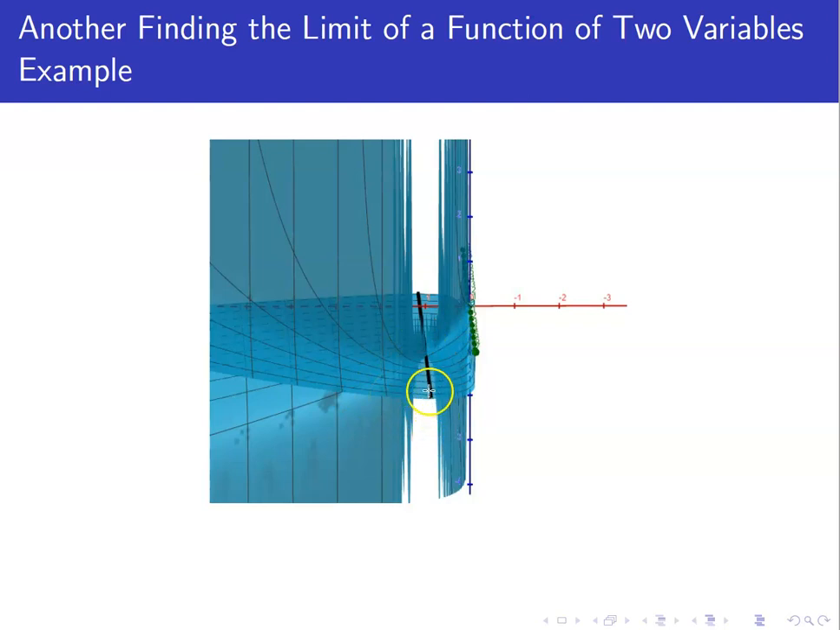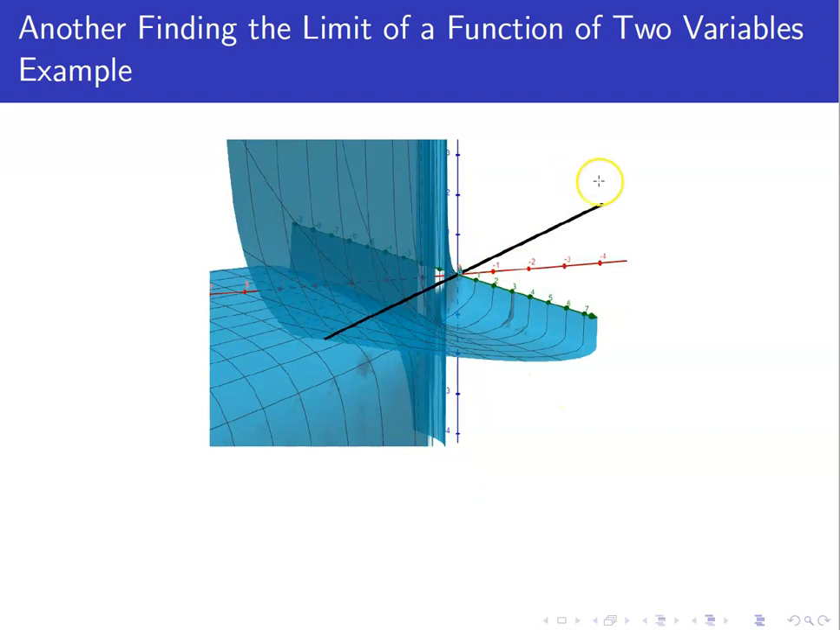But if we go along the line x equal to 1, we notice that the surface, you can kind of see it there in the background and here in the foreground, is always equal to negative 1. Here's the negative 1 coordinate for the z. So we really do see that the limit really is negative 1.